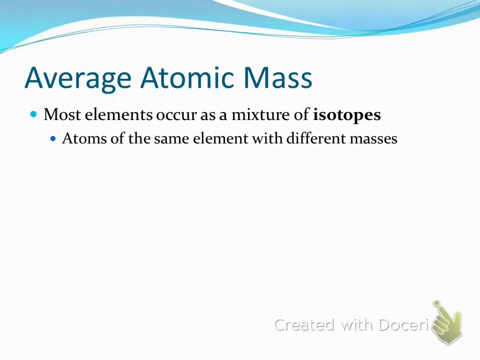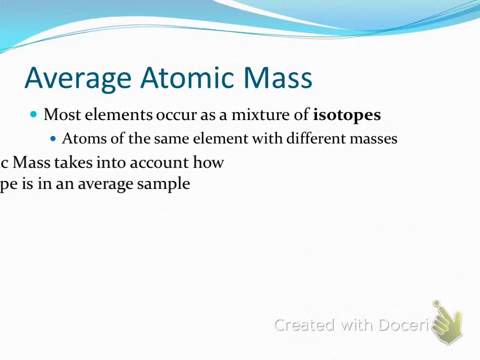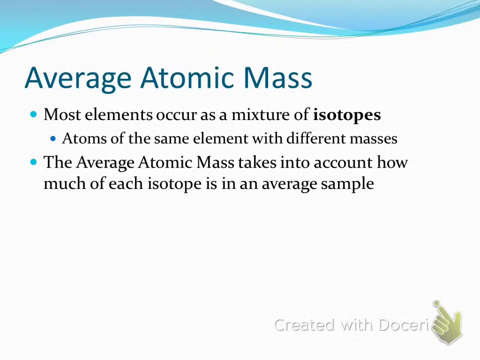Isotopes are atoms of the same element with different masses. Remember, to change the mass of an element, you change the number of neutrons. You don't change the number of protons. That would change the element's identity. Average atomic mass takes into account how much of each isotope goes into a sample.